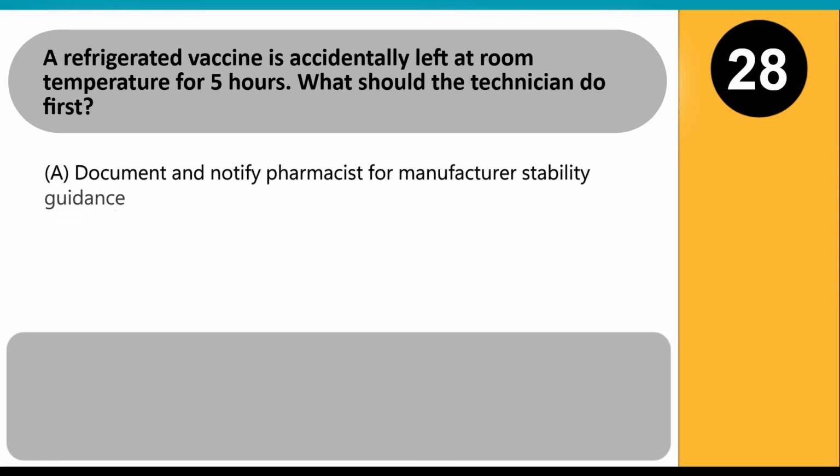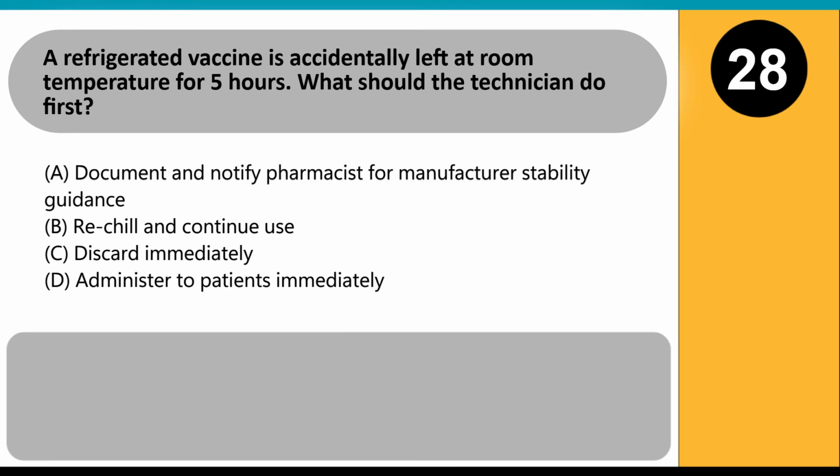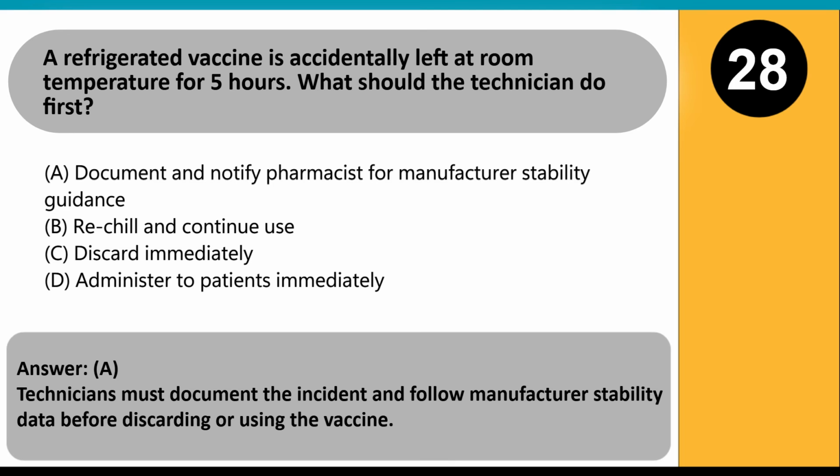A refrigerated vaccine is accidentally left at room temperature for 5 hours. What should the technician do first? A. Document and notify pharmacist for manufacturer stability guidance. B. Rechill and continue use. C. Discard immediately. D. Administer to patients immediately. Answer A. Technicians must document the incident and follow manufacturer stability data before discarding or using the vaccine.